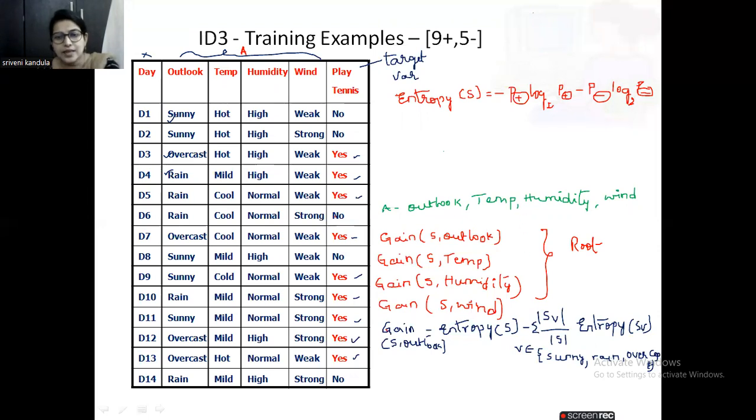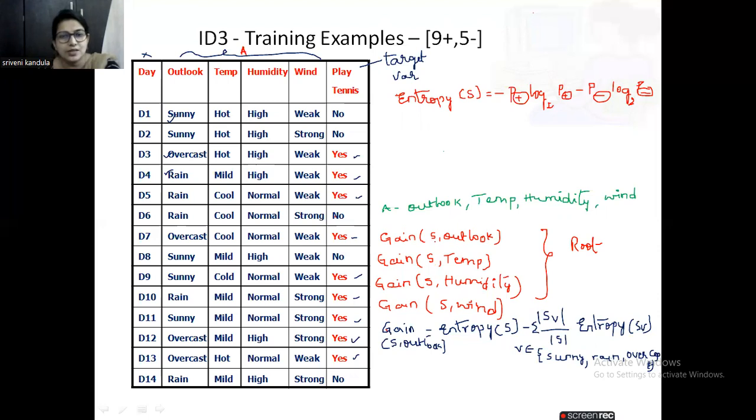For all these A's, we have to calculate the information gain, or simply gain. That means you have to calculate the information gain of S comma outlook, information gain of S comma temperature, information gain of S comma humidity, information gain of S comma wind. So here S is the name of the data set.